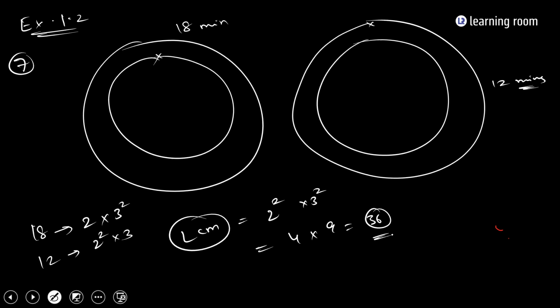If I have to extend this question and slightly ask you, suppose I want to frame a question like this: how many rounds will Sonia and Ravi complete by the time they meet? 36 by 18, 36 by 12. So Sonia would have completed 2 rounds and Ravi would have completed 3 rounds. You're able to understand how we got it, right? So 36 divided by 18 is going to give you the number of rounds.